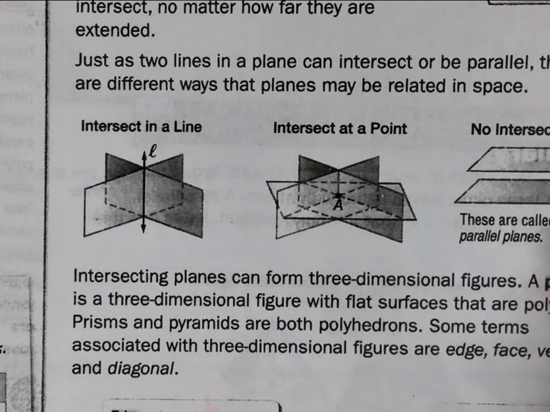Okay. And then, of course, we can have planes that have no intersection, so those would be parallel planes, meaning that they never ever touch. Okay.